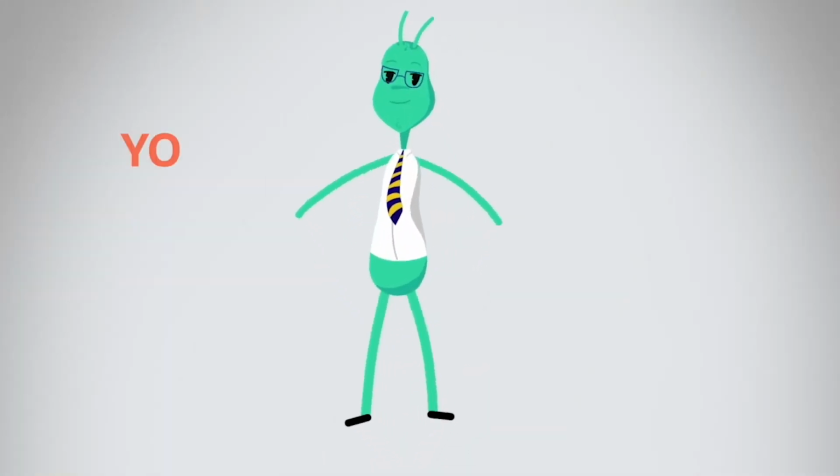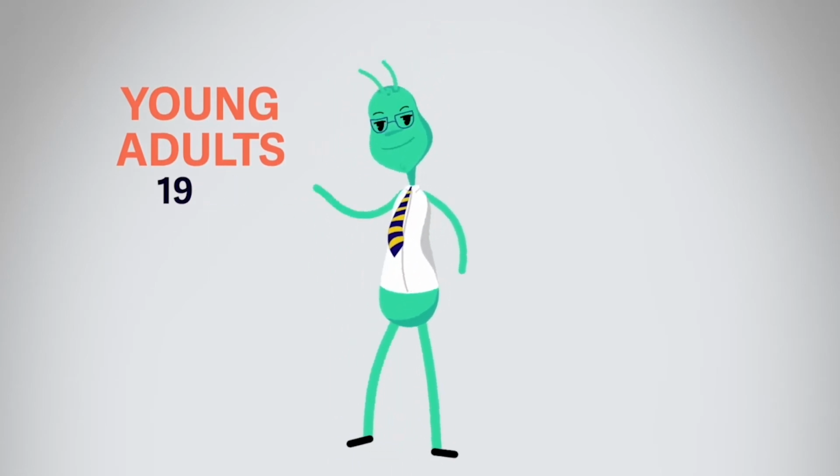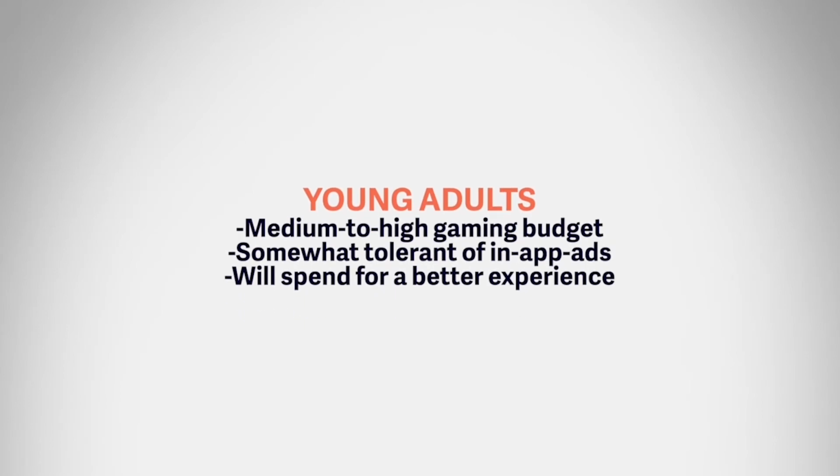The third group in our demographic definition is the young adults group, which we define as young adults aged 19 through 30. Young adults are one of the most active and high-value gaming demographic groups. They tend to have a medium to high regular gaming budget that they allocate to spending in games, and although they have a tolerance for in-game ads, they often much prefer spending a little bit of money on IAP if it can get them a better gaming experience.